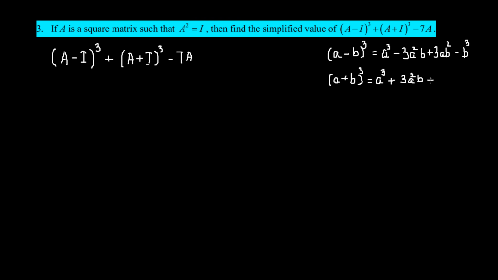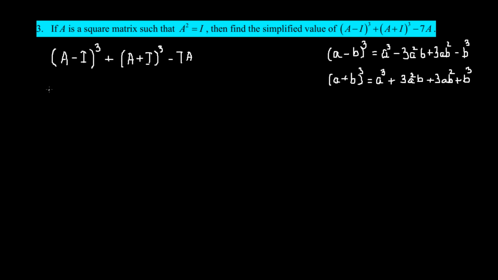So this is an identity. We're going to use the identity (A minus B) whole cube is equal to A cubed minus 3A squared B plus 3AB squared minus B cubed. And the other identity, (A plus B) whole cubed, is A cubed plus 3A squared B plus 3AB squared plus B cubed.